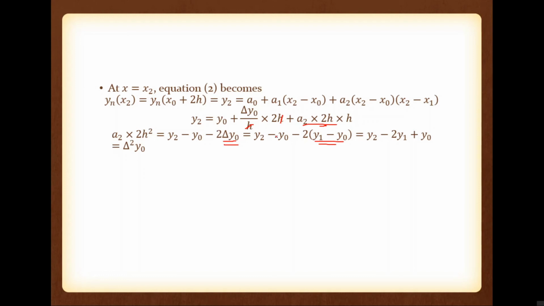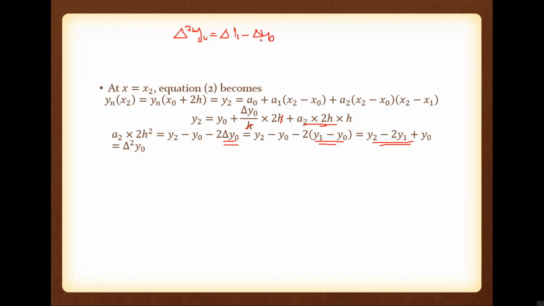y2 minus y0 minus 2 into y1 minus y0. Is it okay? So now, by expanding this one, you can see that this is y2 minus 2y1 plus y0. What is this term? It is delta square y0, that is a second order finite forward difference at y0, that is equal to its next value, that is delta y1, minus its current value delta y0.